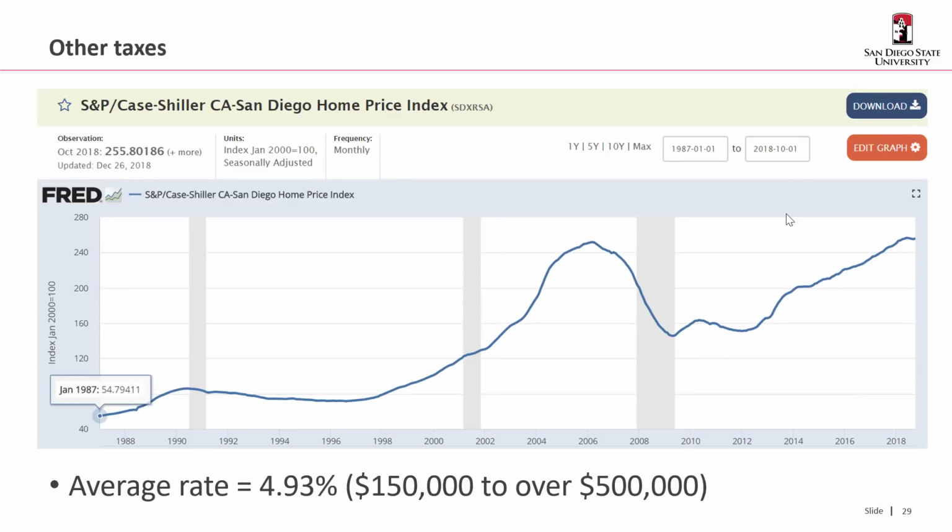Okay, so here's the average rate since January of 1987. This is for San Diego, the average home price, and you can see that it's actually increased almost 5% per year since January of 1987 through, I think this was as of December of 2018. So the 2% clearly is not keeping up with an actual increase in value, but hey, that's Prop 13, and that's how it works.